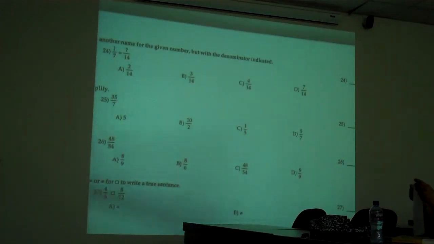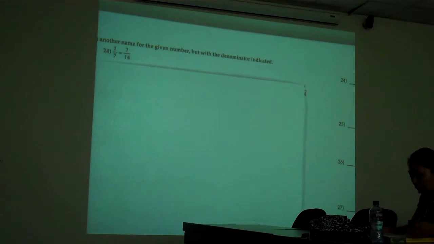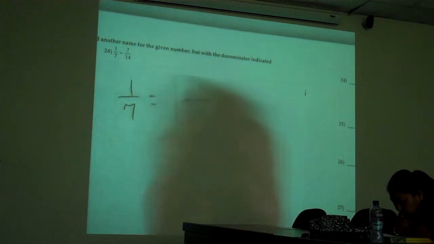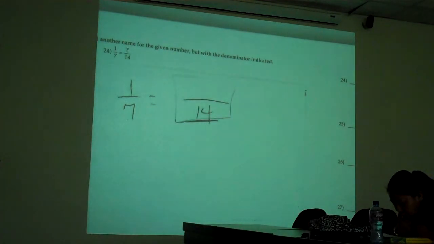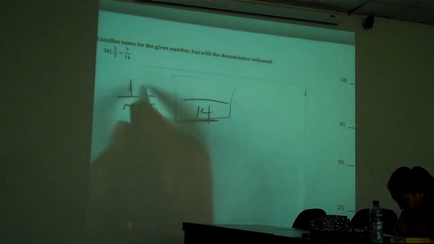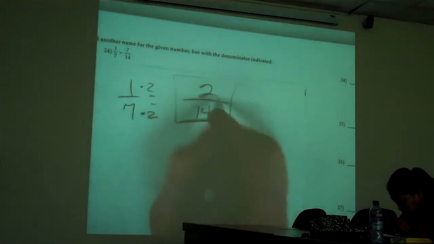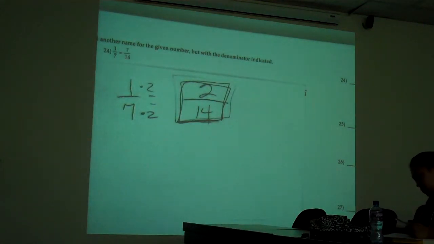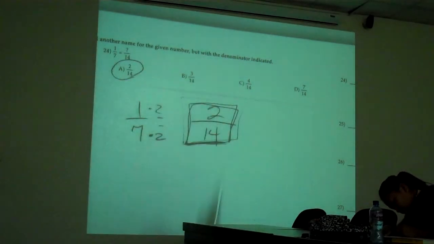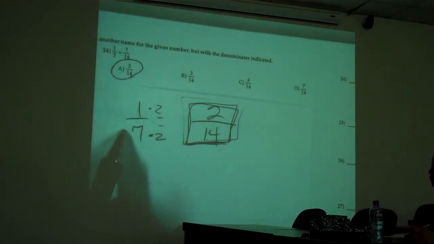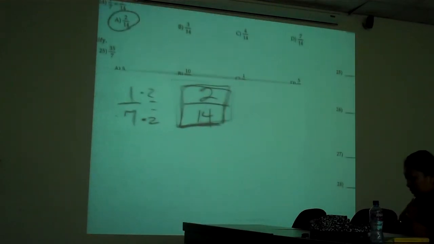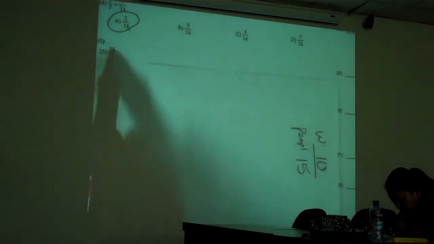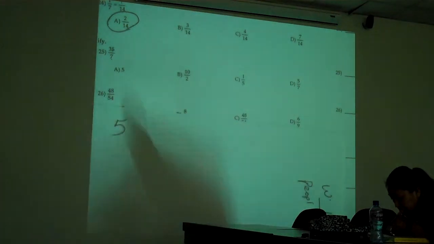Okay, find another name for the given number, but with the denominator indicated. So 1/7, it wants you to give a fraction with the denominator of 14. So the bottom, you multiply it by 2, so multiply the top times 2. So this is another fraction with the denominator of 14. So it's 2/14. Don't reduce it because you go back to here. It wants you to leave the 14. Simplify. 35 over 7. If you divide, it's just 5. 5 over 1 or 5.